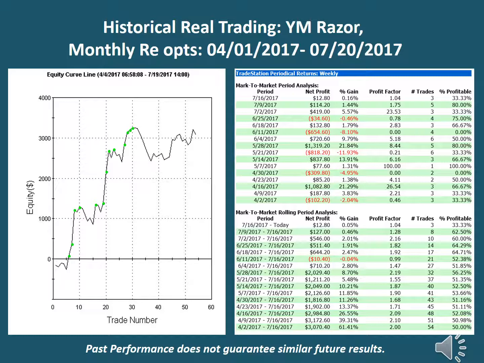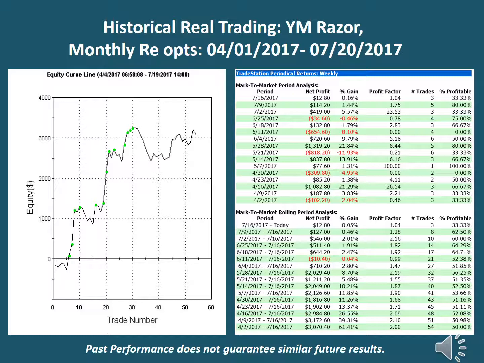Now if you look at the mark to the market at the top of the table, that shows you every week's participation. So far this week there have been 3 trades and it's made $12.80. Last week there were 5 trades and made $114.20. Take a look at the worst weeks. June 11th it lost $6.54. May 21st it lost $8.18. April the 30th lost $3.09. April the 2nd lost $102. Then you look at the best. You have a 1,082. You have a 1,319. Those are the 2 that stick out. There's an 837 there also.